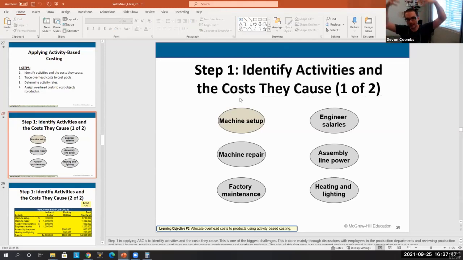But in theory, we walk into this business and we would then go and analyze all the different activities the business is doing. So here we'd say, oh, well, people are setting up machines, repairing machines, maintaining the factory. We have engineers that are getting paid salaries that are working on these. There's a power and electricity and heating and lighting. And we then try to say, which one of these are relevant to building the products? And then how can we measure each one of these activities? Like, it's not given how we measure machine setup. Is it how many machines we set up? Is it the labor hours used to set up the machines? And we try to find the most accurate predictor.